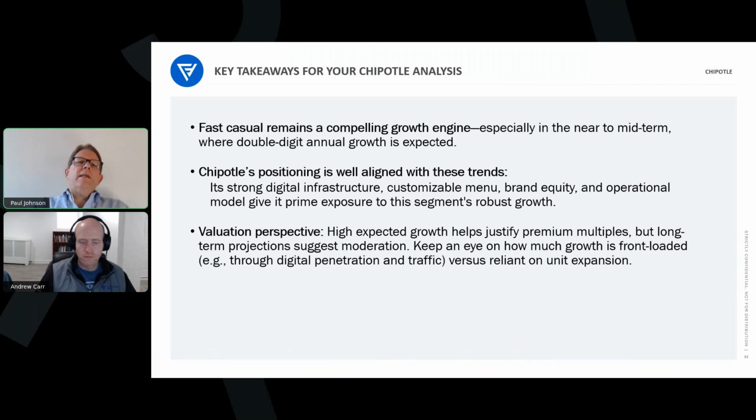All right, so here's the takeaway. I thought this was pretty good. Fast casual remains a compelling growth engine. Oh, good to know. Chipotle's position is well aligned with these trends. That's true, by the way. All right, good to know. Valuation perspective. Again, I'm going to ignore this because I'm going to do that work on my own.